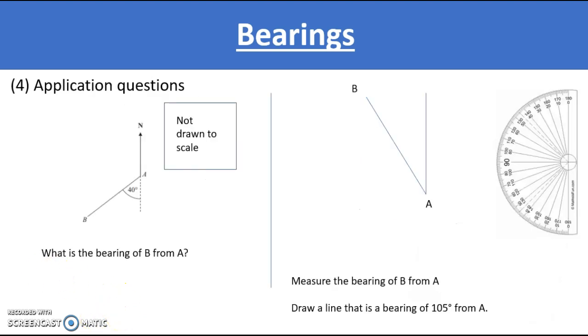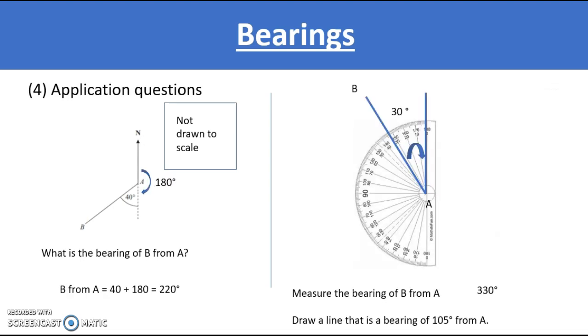Okay, here's some application questions. One more to follow after this, and pause if you'd like to have a go. Okay, the answer is as follows. It says here, what is the bearing of B from A? So in this case, from A, you go north line, clockwise. You already know the 40 degrees, but you know this side, it's going to be 180. So if you add them together, 220.